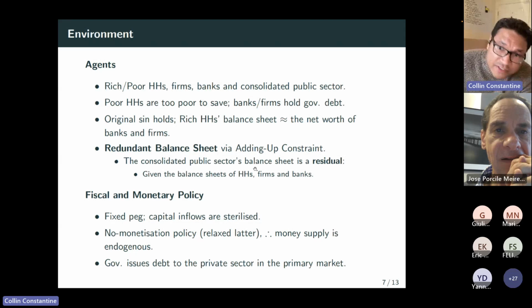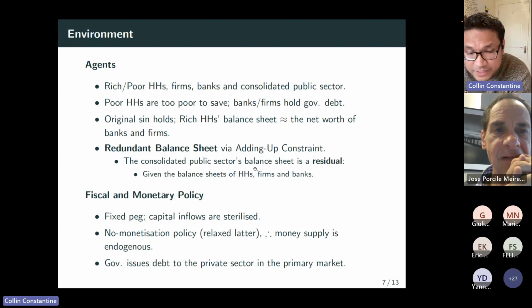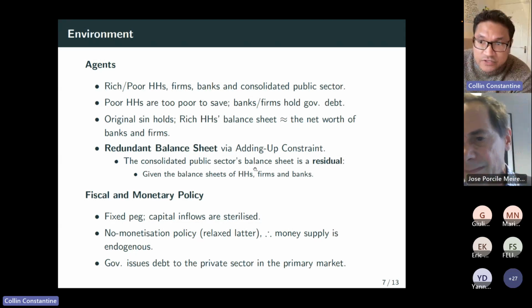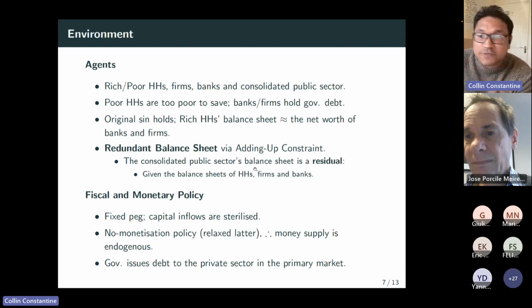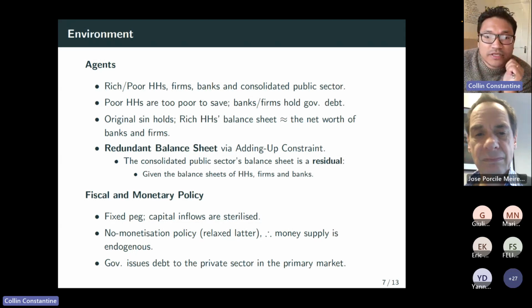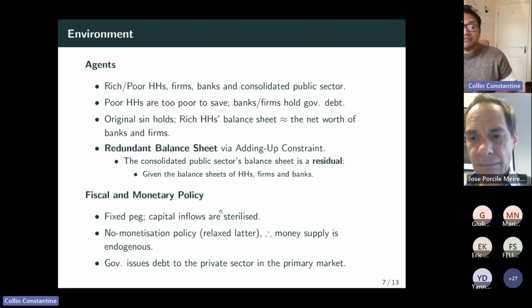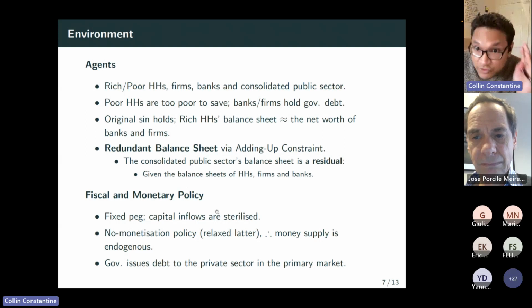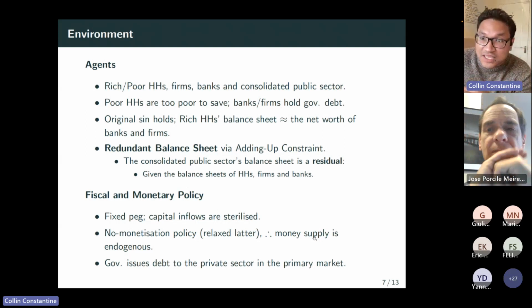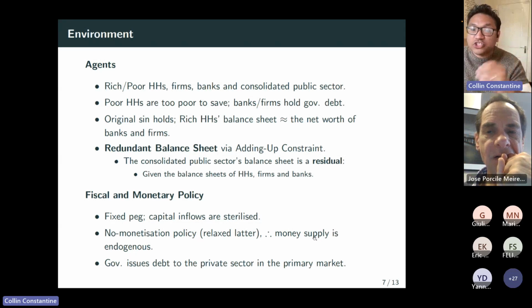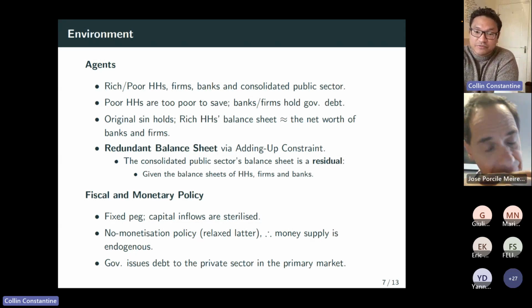In the paper, I have a fixed exchange rate and a pure float or flexible exchange rate setup. I'm just going to present the results for the fixed peg, but I'm quite happy to talk about the flexible case. Capital flows are sterilized, and I'm assuming no monetization, though I relax that assumption in the paper. Even though there is no monetization, the money supply is endogenous. H dot shows up in our model, unlike the standard approach.